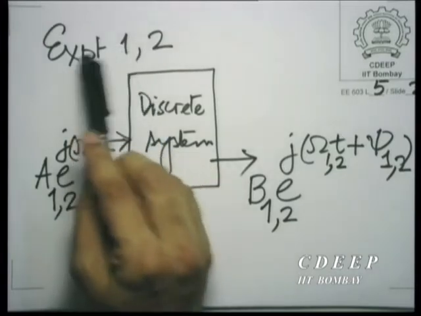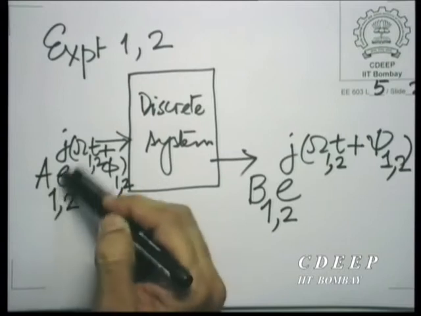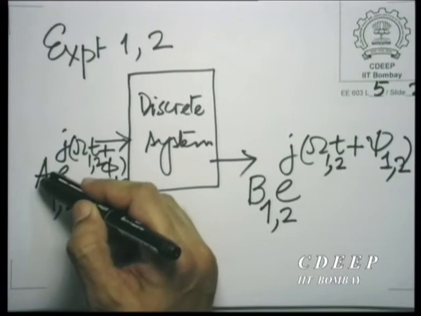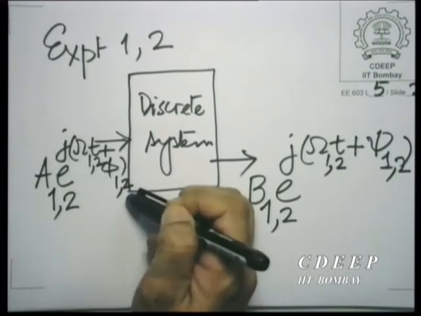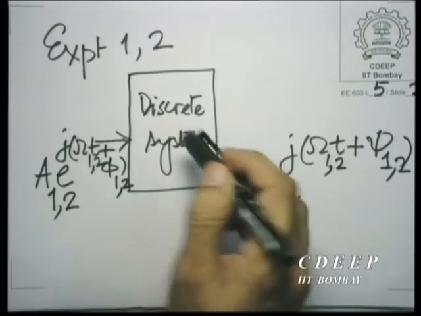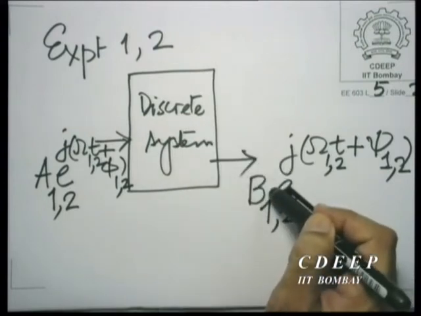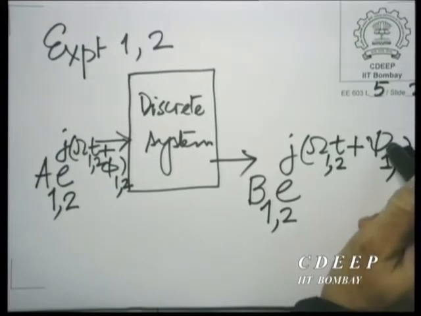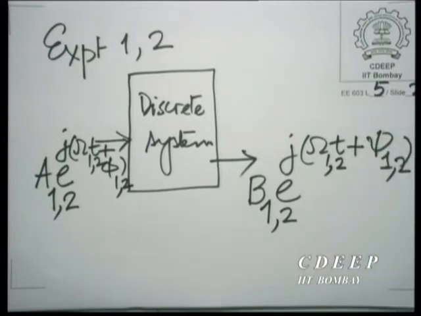So, you say experiment 1 respectively 2 has A 1 e raised to the power j omega 1 t plus phi 1 applied respectively. In the second experiment, it would be A 2 e raised to the power j omega 2 t plus phi 2. It is the same discrete system in both the experiments, and the outputs are respectively B1 e raised to the power j omega 1 t plus psi 1 and B2 e raised to the power j omega 2 t plus psi 2. Right? So, one must read it like that. So, two experiments written down.